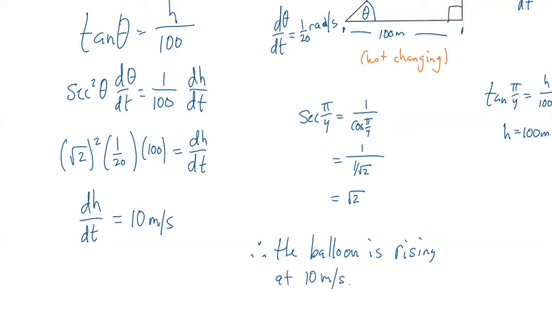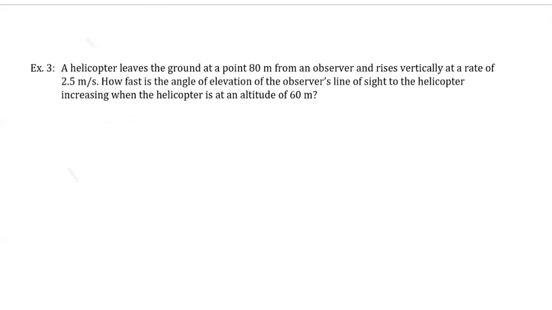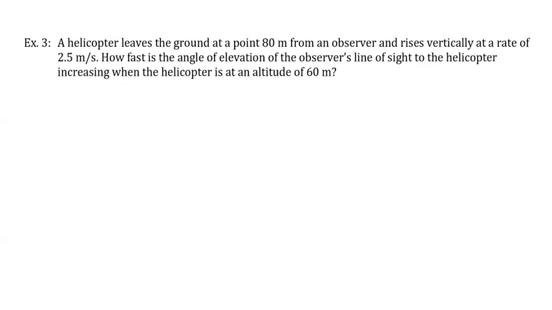Okay, example number 3. So this one's a little bit different. A helicopter leaves the ground at a point 80 meters from an observer, rises vertically at a rate of 2.5 meters per second. How fast is the angle of elevation of the observer's line of sight to the helicopter increasing when the helicopter is at an altitude of 60 meters? So this one is asking for something different.